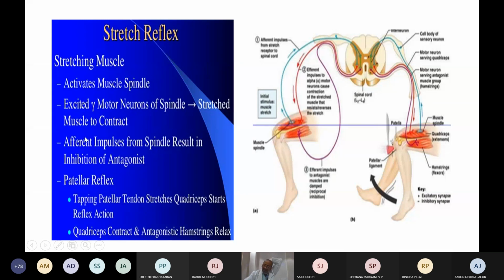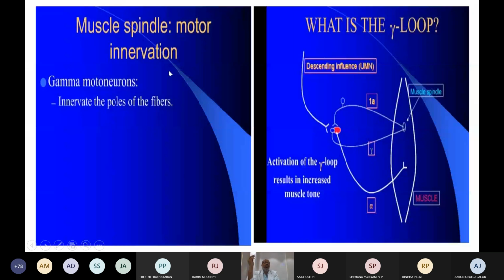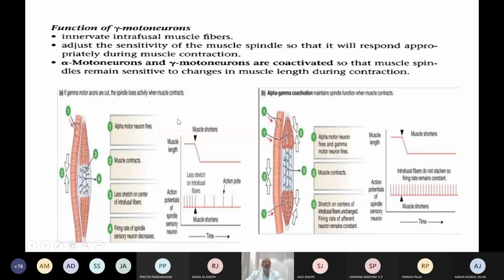You remember, many times it is asked in the examination, in the clinical examination of the reflexes, we ask. Also in the theory paper it is asked. So what is muscle spindle motor innervation? I had already highlighted: gamma motor neurons innervating the poles of the fibers. So you try to see innervation.